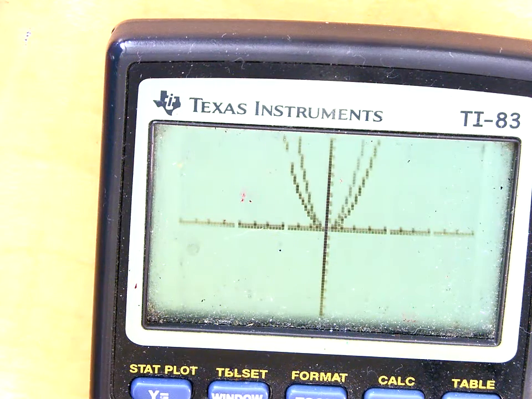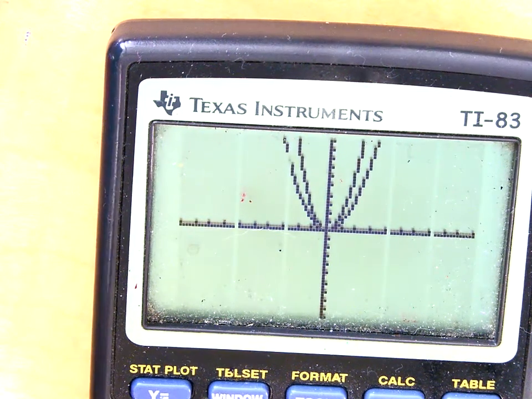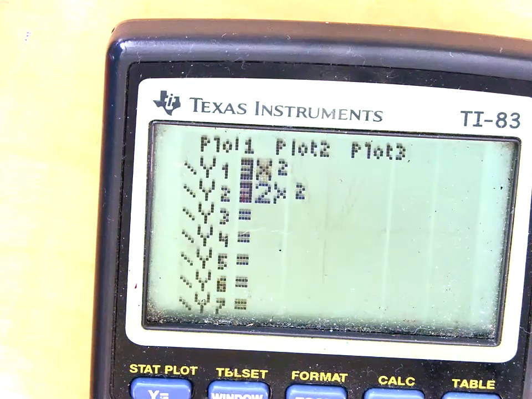So there's the original, and there's my new one. That looks like what Ryan had thought, making it more narrow. So it didn't move it left or right at all. It just made it more narrow, which makes sense. Do you remember the value of a did all those things? It made it wide or narrow? Do you remember that? Okay, so I need more guesses.